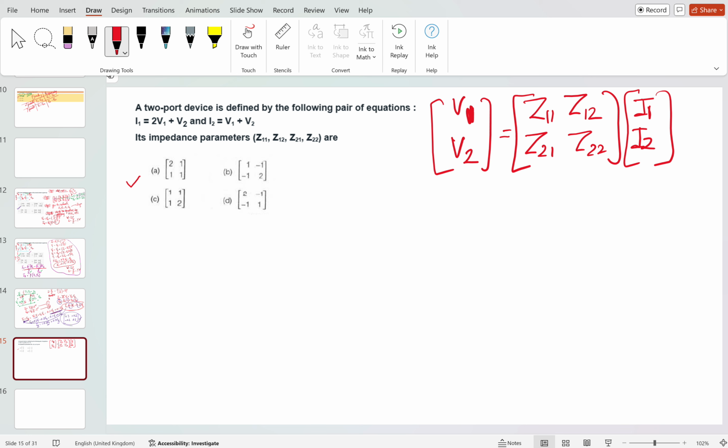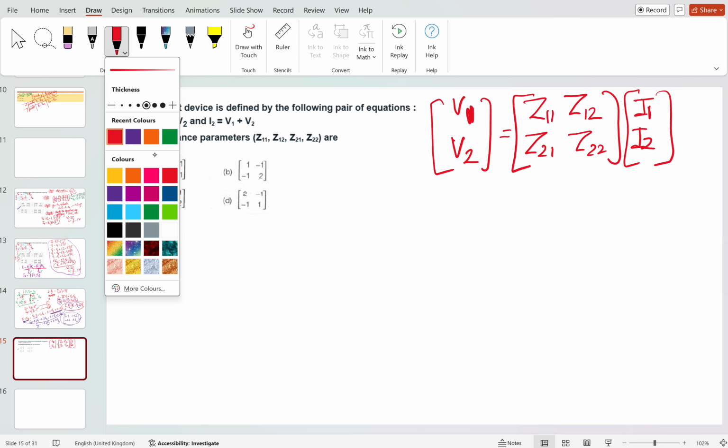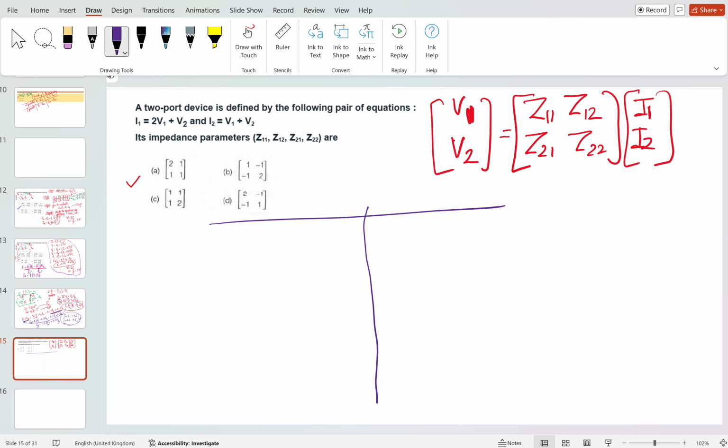Okay, let me give the solution for this. After that, you could try the other one. Okay, let me solve this. So let me break this into two parts. The first equation I have got is I1 equal to 2 times V1 plus V2. Listen here, I1 is equal to 2 times V1 plus V2. That is the first equation. And the second equation is that I2 is equal to V1 plus V2.